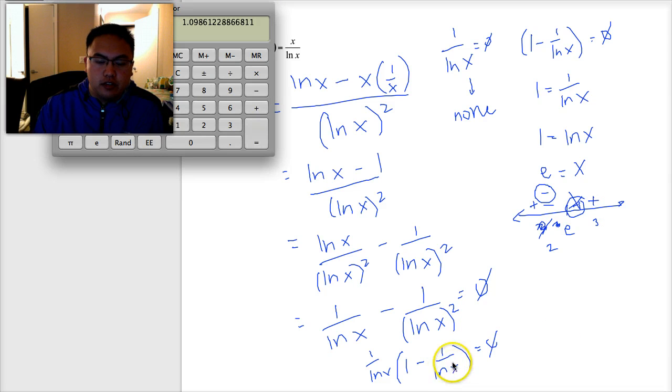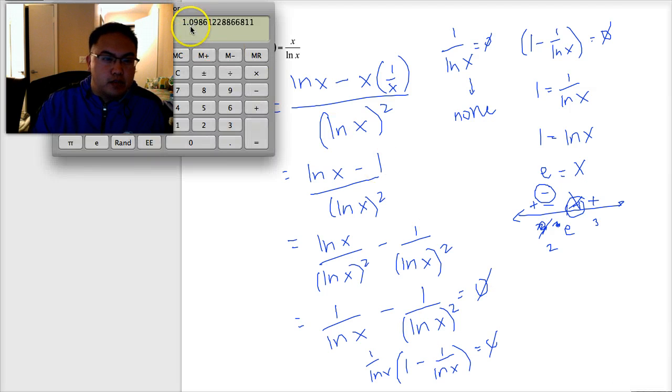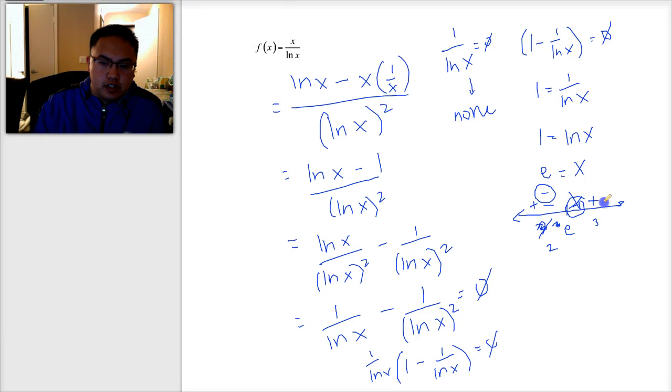And then I'll do ln of 3 here. I want 1 over it. I'll round this up to like 1.1. 1 over 1.1 is 0.9. So 1 minus 0.9, can you tell it's a positive number? So this is positive, that's positive, the whole thing is positive. Okay, so this side is negative, this side is positive.